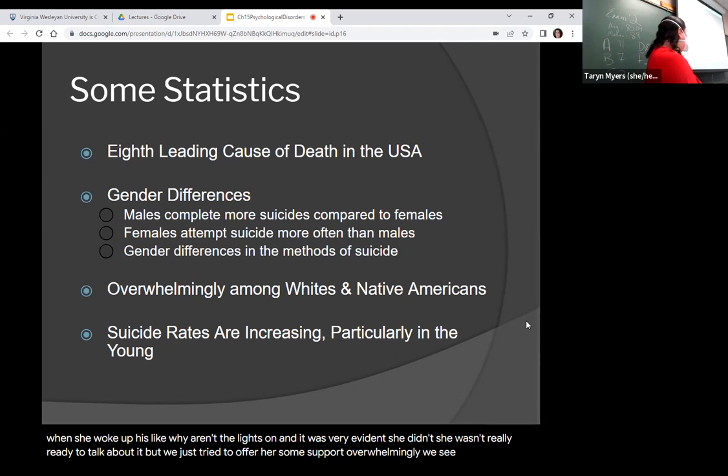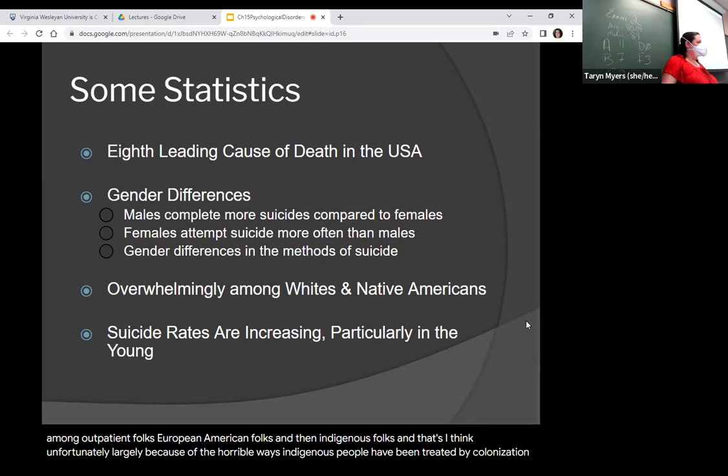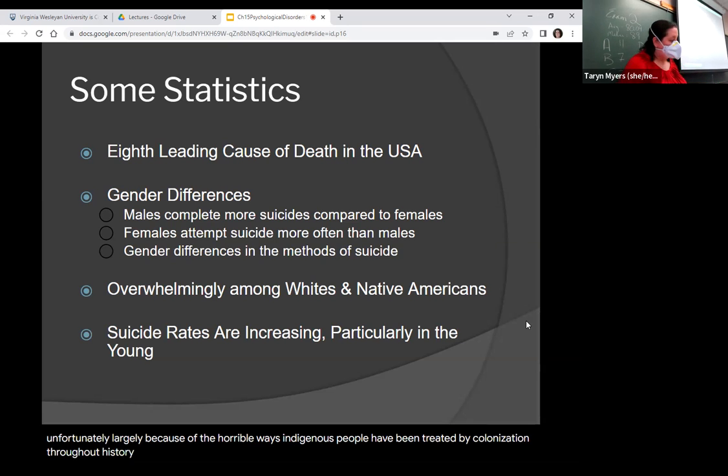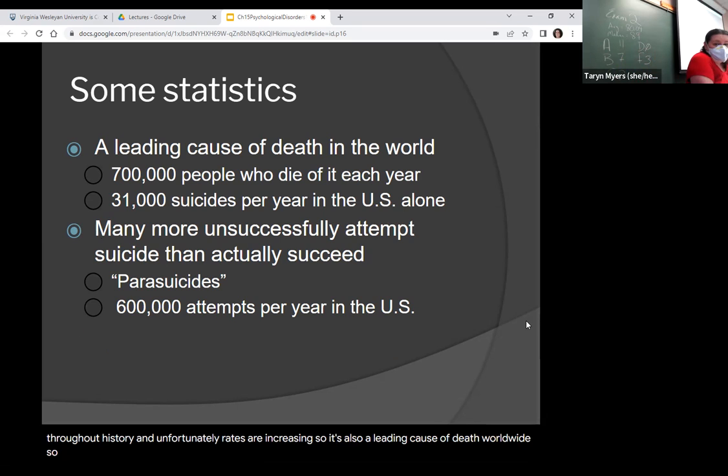Overwhelmingly, we see these rates among Caucasian folks, European American folks, and then Indigenous folks. And that's, I think, unfortunately, largely because of the horrible ways Indigenous people have been treated by colonization throughout history. And unfortunately, rates are increasing. It's also a leading cause of death worldwide. Over 2/3 of a million people die by suicide every year, with at least 31,000 in the US alone.